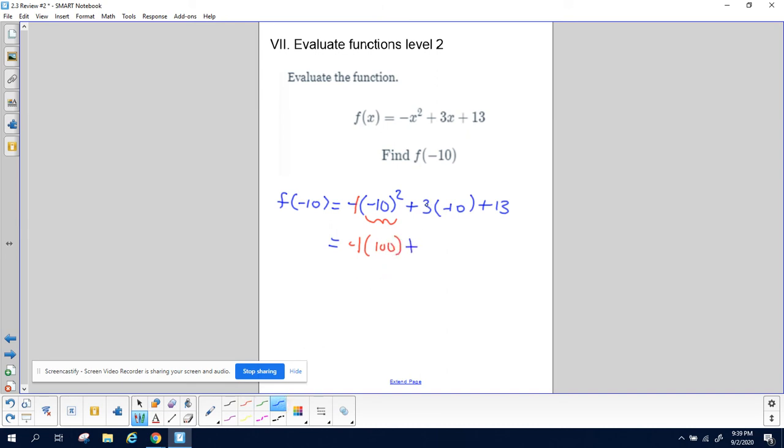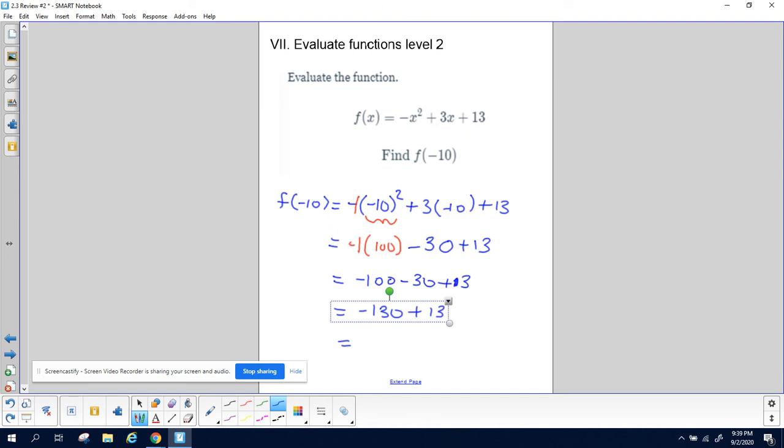Then the easy part. 3 times negative 10 is negative 30. So let's make that into a subtraction. It's good to avoid 2 symbols if you can do just one, plus the 13. All right, negative 1 times 100. And then the 1 there. Negative 100 minus 30. And the final step, negative 130, add on the 13.